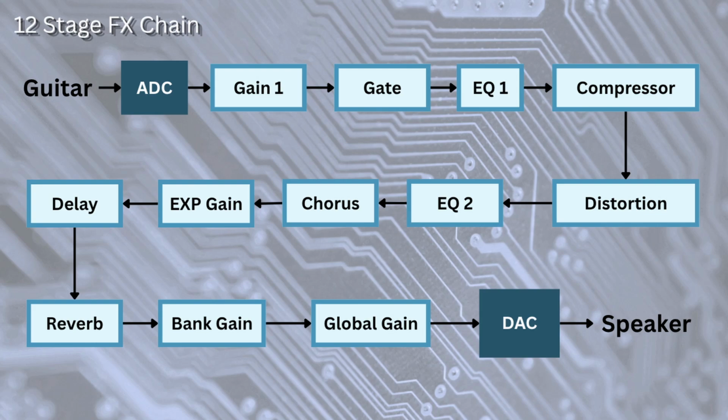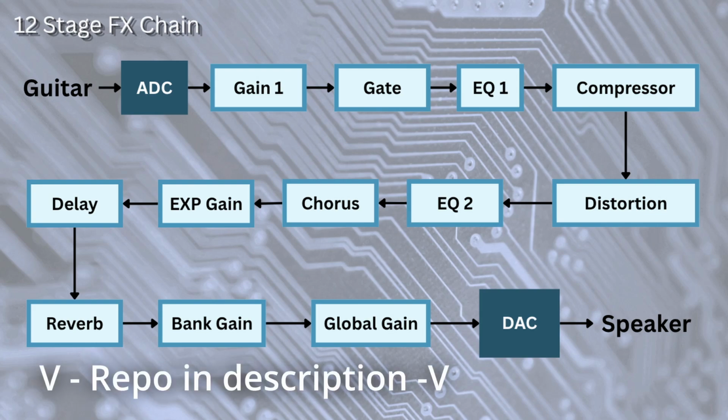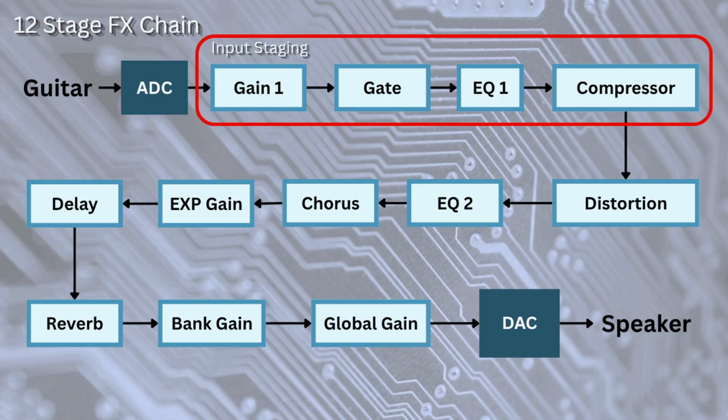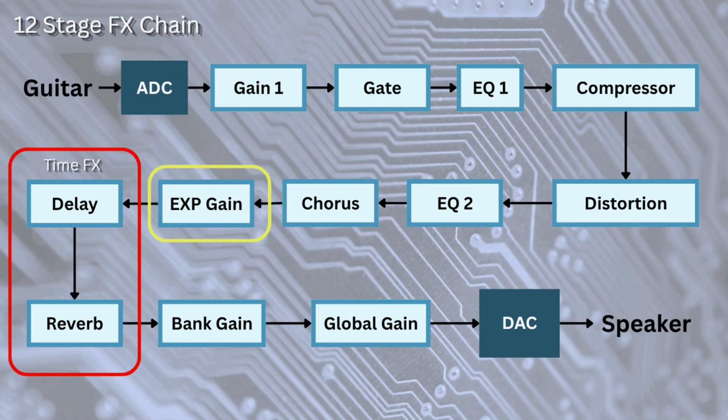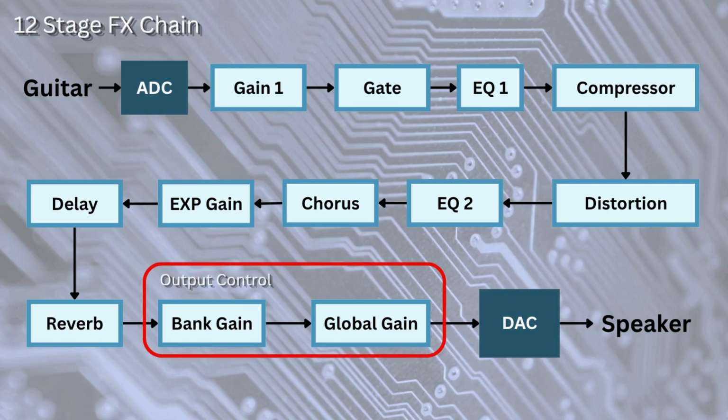Now I'm going to briefly go over the effects chain. I'm not going to go into how it's implemented, but if you're curious, you can check out the code in the description. First, it goes through input staging with a gain, gate, EQ, and then compression. After that, it goes through tone shaping with distortion, another EQ, and then a stereo chorus. Then, it goes through time-based effects by first going through a gain controlled by the expression pedal, a tap delay, and then a reverb. And then finally, it goes through two more gain controls to control the output volume.